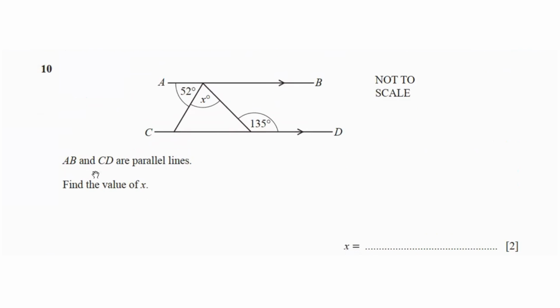Question 10 says, AB and CD are parallel lines. Find the value of x. If this is 135, this is going to be 180 minus 135, which equals 45. If this is 52, this is going to be 52 because alternate angles are equal in parallel lines. So x is going to be 180 minus 52 minus 45, and that equals 83 degrees.